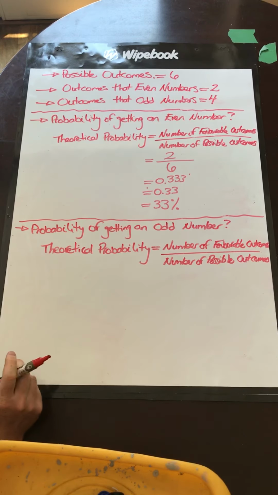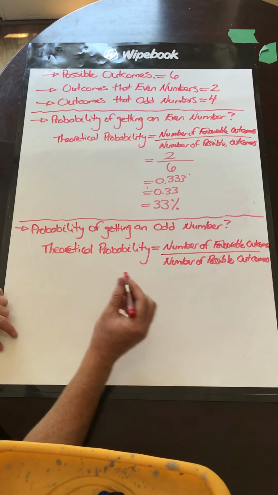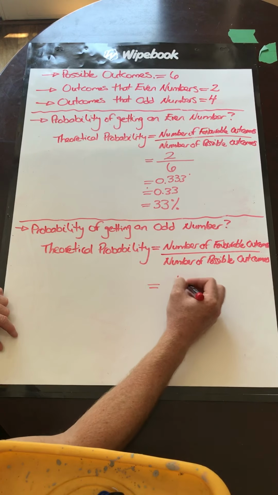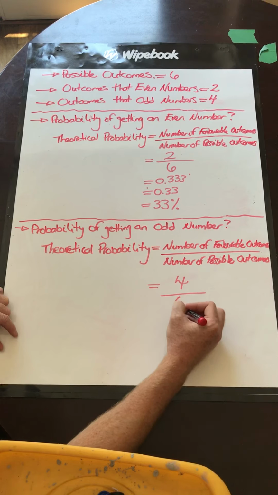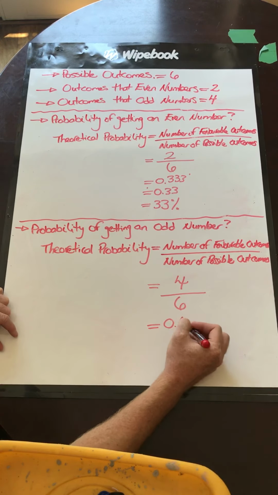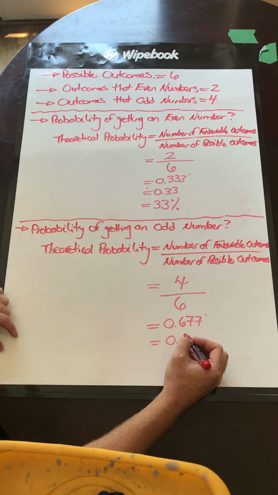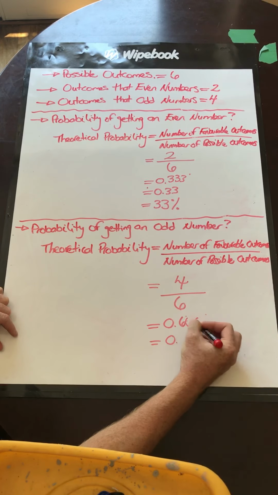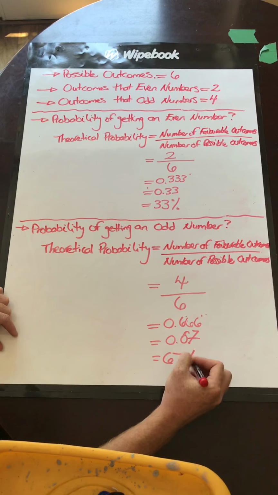Okay, probability of getting an odd number. Again, using theoretical probability in a perfect world, the number of favorable outcomes for getting an odd number. Well, there were 4 favorable outcomes, divided by the number of possible or total outcomes, which is 6. That equals 0.666 repeating, which is equal to 0.667, which is equal to 67%.